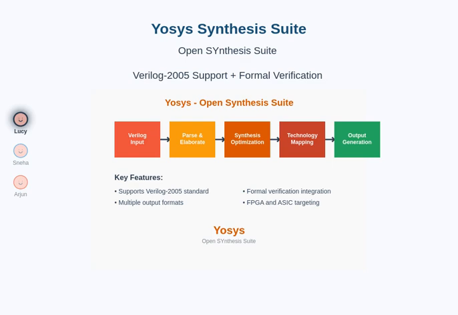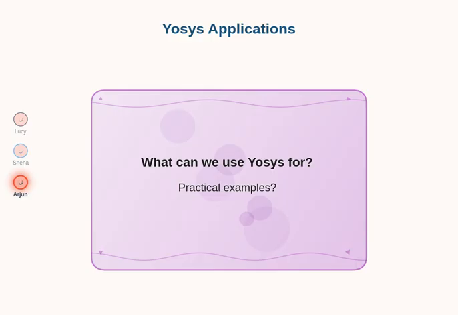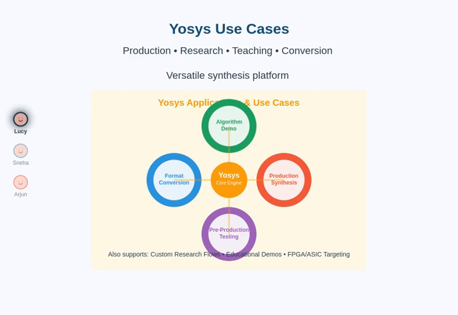The third key tool is Yosys, the Open Synthesis Suite. It handles nearly all Verilog 2005 features and integrates formal verification methods to ensure your designs are correct. Yosys sounds powerful. What are some practical ways we can use it in real projects? Yosys excels in RTL synthesis for production, pre-production testing, Verilog format conversion, algorithm demonstrations for teaching, and custom research flows. It's incredibly versatile.